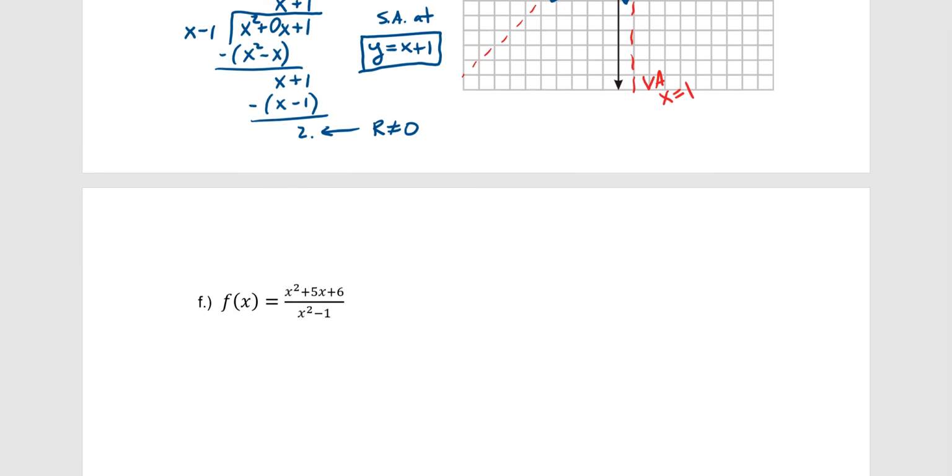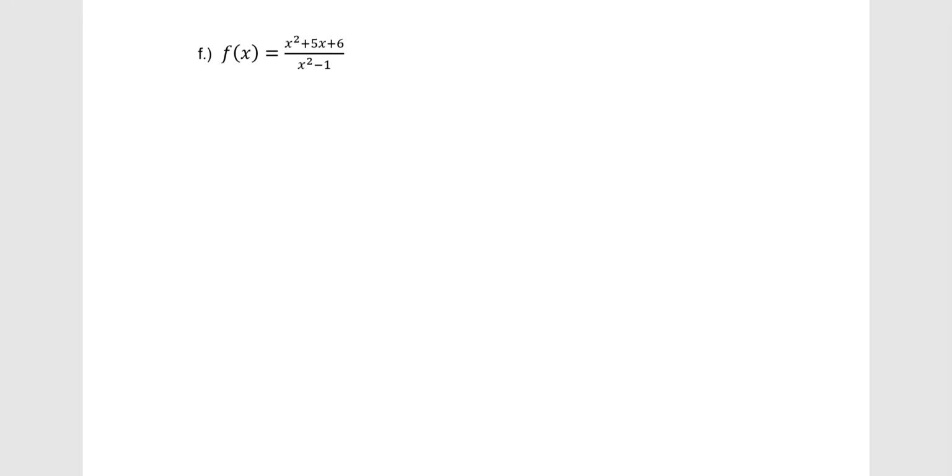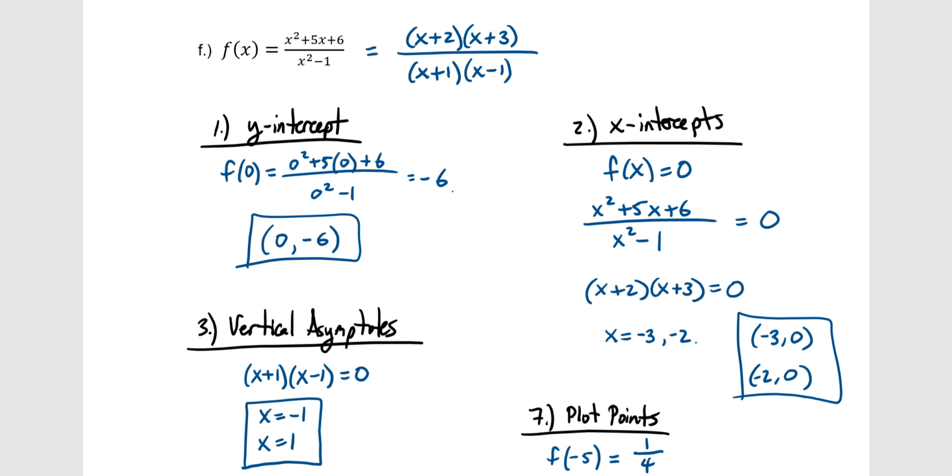Okay, so let's do one more here, and I'll pause the video and fill out everything for it, and then we'll discuss the graph afterwards. The reason is this one gets kind of funky. Okay, so when we factor this one, there's actually no common factors to cancel, so it's a little bit messier.